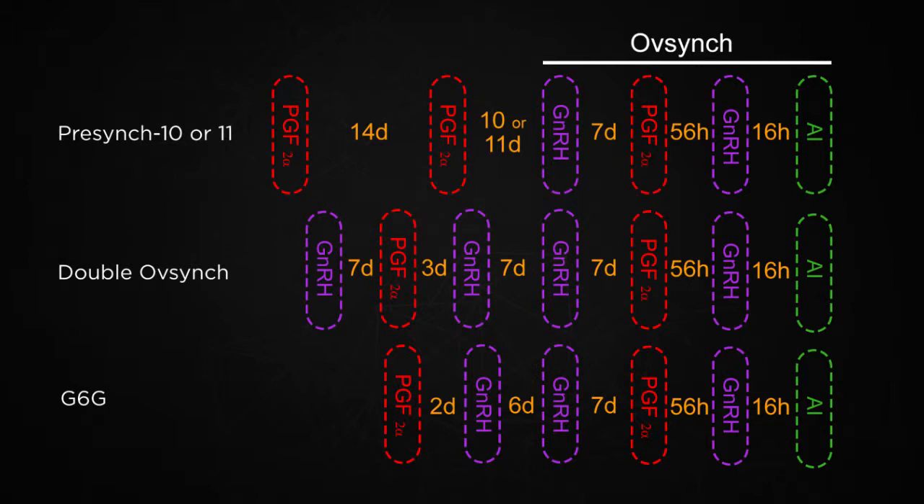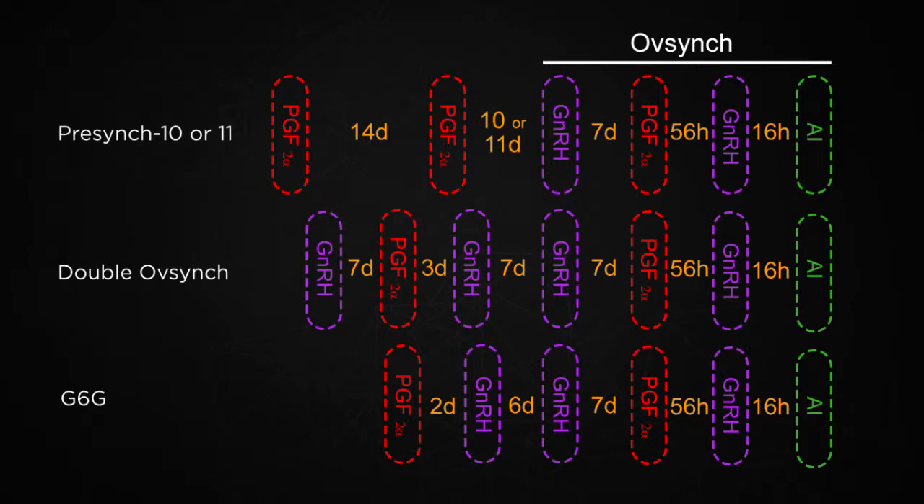Double OvSync takes advantage of two OvSyncs, with the first OvSync being utilized as a presynchrony OvSync. The first GnRH of the second OvSync is administered 1 week after the final GnRH of the first OvSync. G6G utilizes both prostaglandin F2 alpha and GnRH as presynchrony injections. The prostaglandin F2 alpha is given 2 days prior to the GnRH, and the GnRH is given either 6 or 7 days prior to the first GnRH of OvSync.